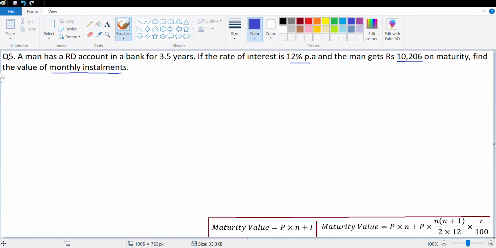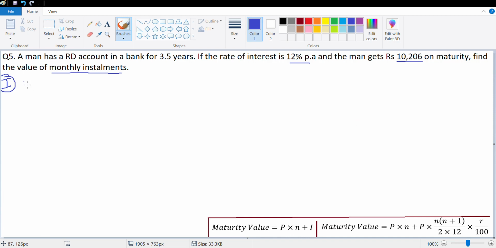So for these kind of questions, there are 2 methods that I can work with. I will show you both the methods. Whichever one is convenient for you, you should use it. I am showing you the first method now. So let's look at this question.